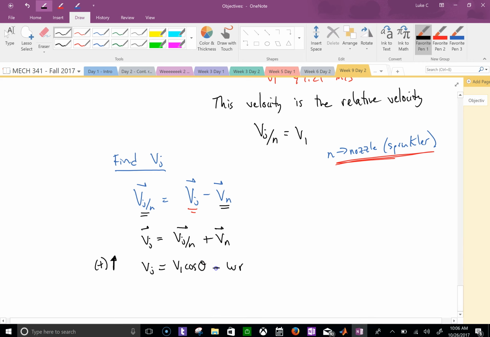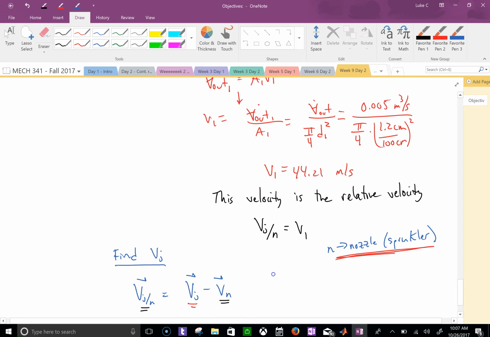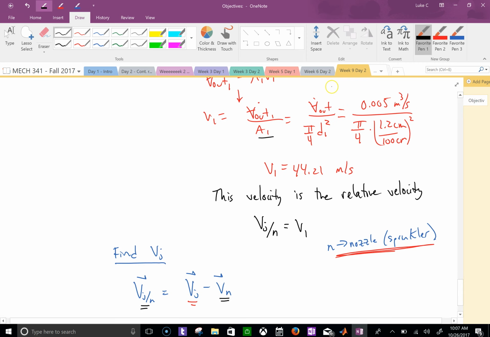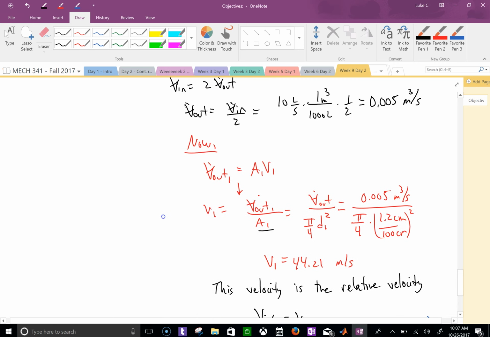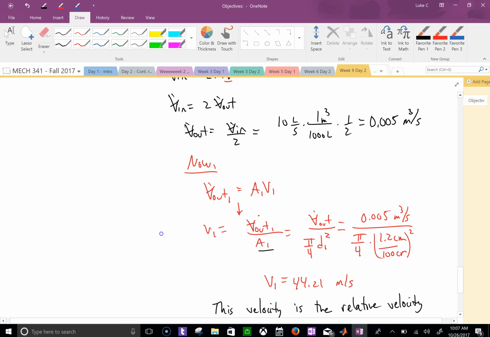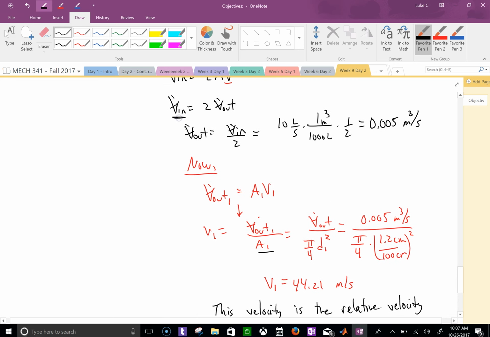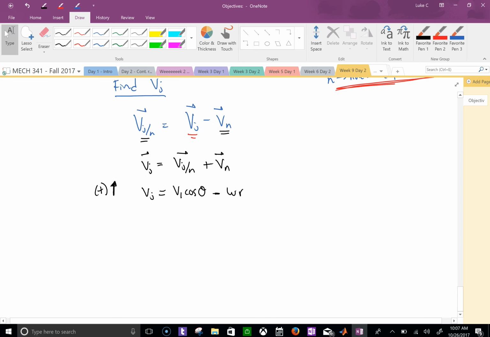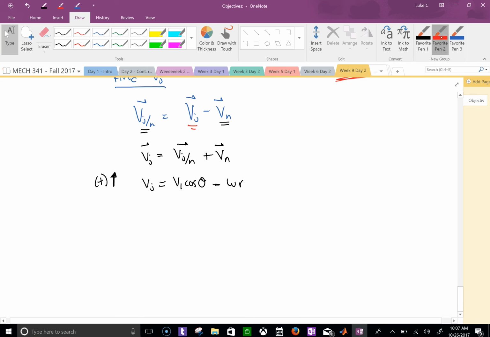So the only thing you really have to remember is that the velocity that was given, or what we found, was really the relative velocity. Okay, because we're actually using the jet area, and we're using the incoming from the nozzle here. So, once we have that, what can we do?